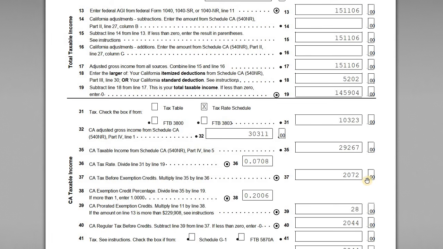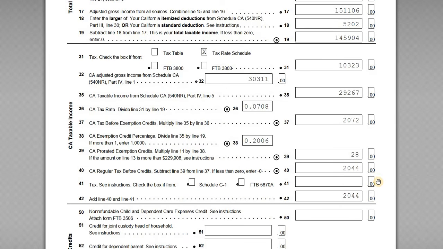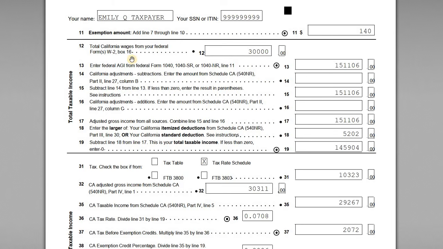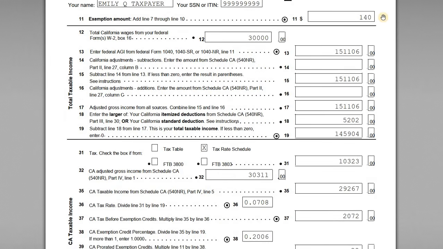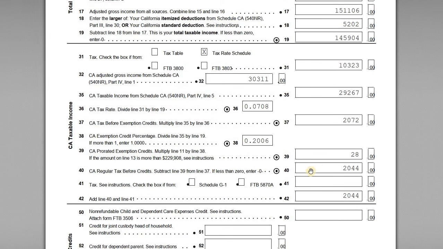So $2,072 is, at least for now, the starting point of our California taxes on our California source income. All right, $2,072. Now, even though you're a non-resident, part-year resident, you still can claim a piece of the exemption. So remember, single filer, no dependents, she gets an exemption amount of $140, but because she's a part-year resident, she's not going to be able to claim the entire amount. You have to reduce the amount based on the relative amount of your California taxable income to your total taxable income.